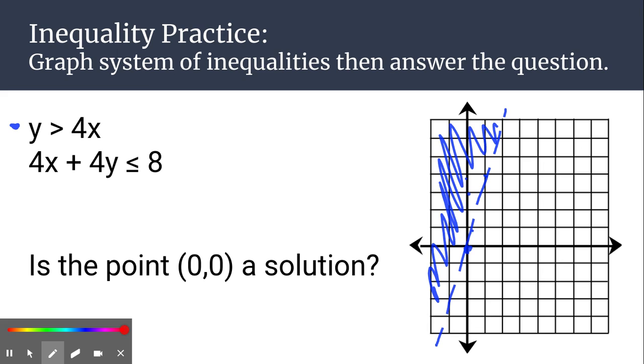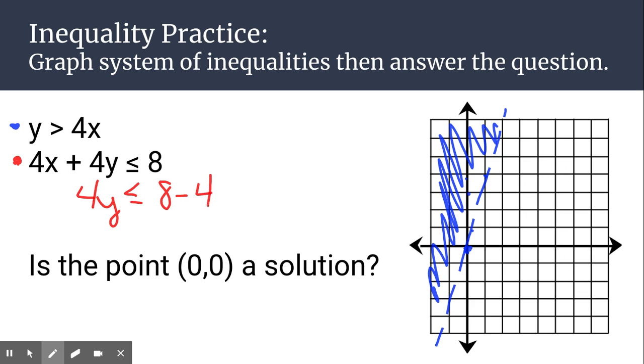I need to get y equals for this inequality before I graph it. I could graph it in standard form, but I'd rather graph y equals mx plus b here. So I'm going to subtract 4x on both sides. I get 4y is less than or equal to 8 minus 4x. I'm going to divide by 4, so I get y is less than or equal to 2 minus x.